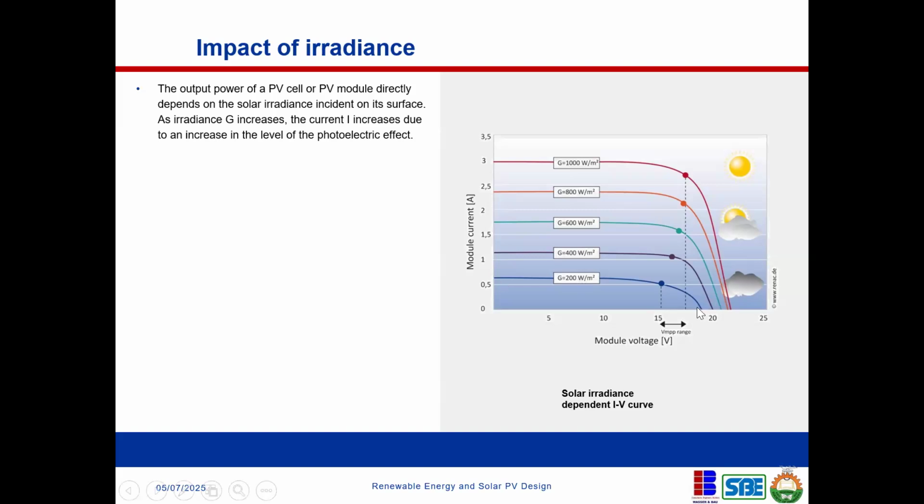This is 200 watts per meter square. This is the current, and this is the voltage. By the time this 200 gets to 1,000, look at where the current has gone, but look at where the voltage has gone. It's the movement of the voltage.